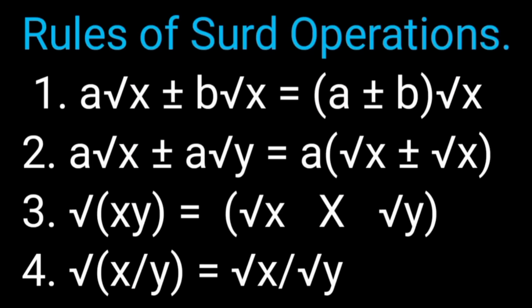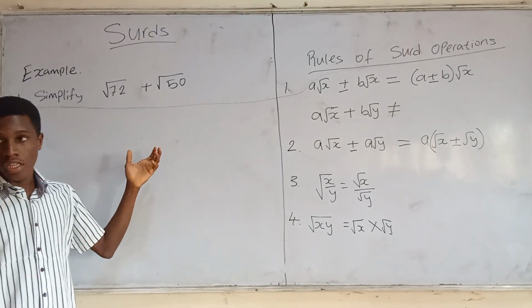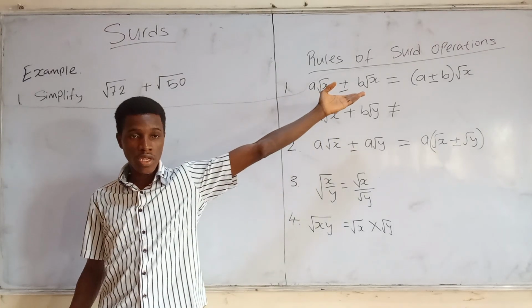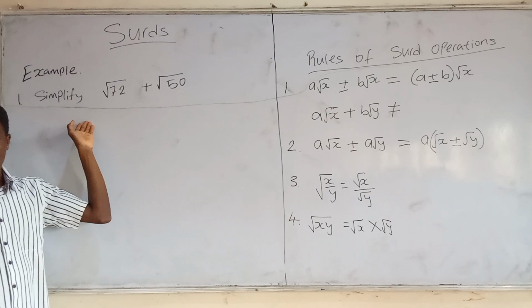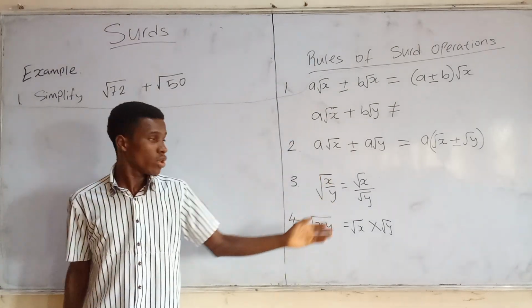Now, the first use of these operations is that when you have the square root of a number and you want to simplify it, you have to apply some of these rules so that you bring it to its simplest form. That is the idea. When you are given an expression like this, the first thing you should look at is how you write them in terms of a common surd. But if you look at these two numbers, they are not in their simplest form. It tells you that there is a way you can break the number down using some of these rules.